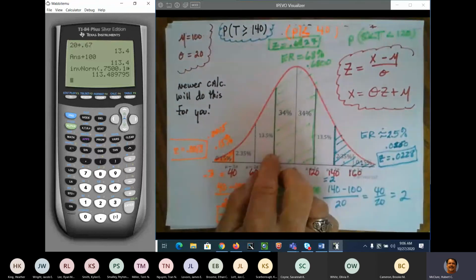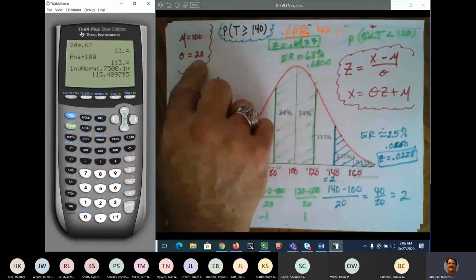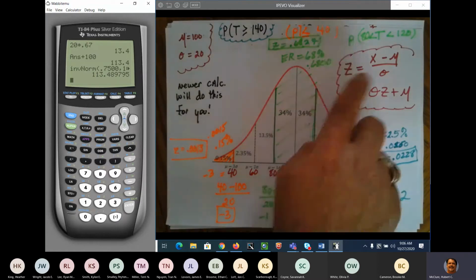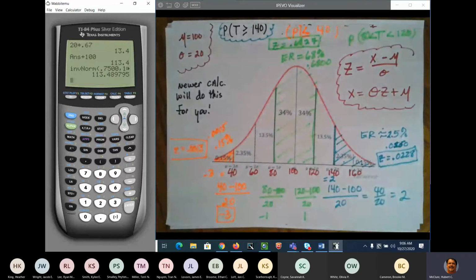but this time mu is equal to 100 and standard deviation is equal to 20. If you have a new calculator, then you don't have to worry about it. You just type in what you know. If you do not have a newer calculator, you're going to have to fall back on these two formulas.